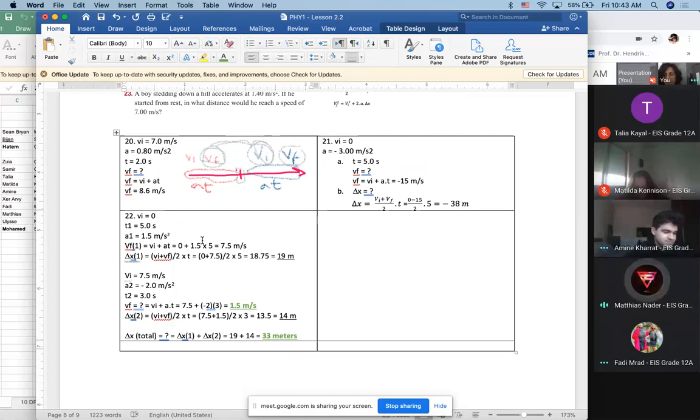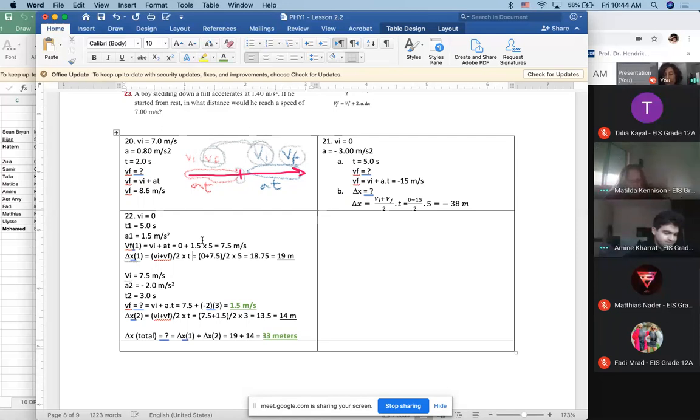I got till the end, 33 meters. 33 meters? Yes. Bravo. Did Matthias and Elise do it completely wrong? Both of us, miss. Okay, what about Matilda? I expect Matilda to do it right. Did you do half of it right? I did it partially right. Partially right. That's good, actually.